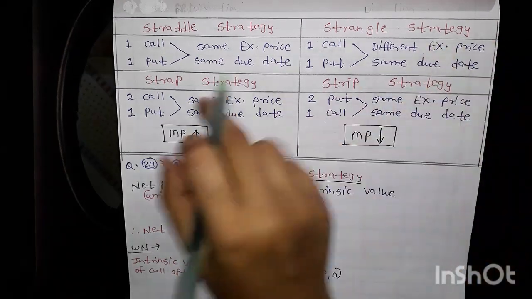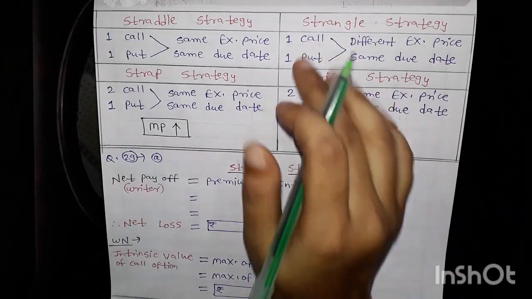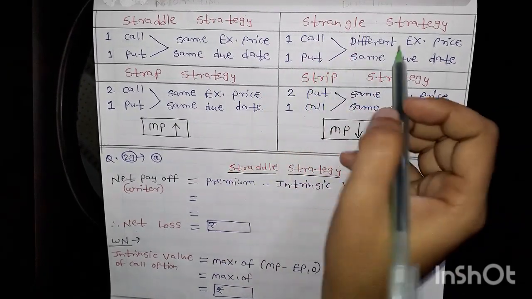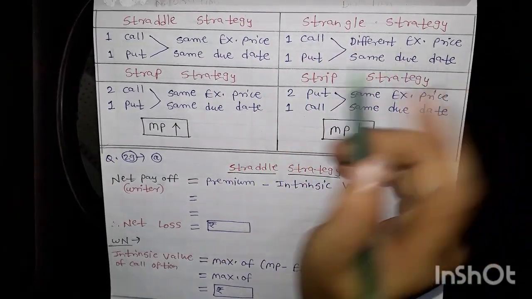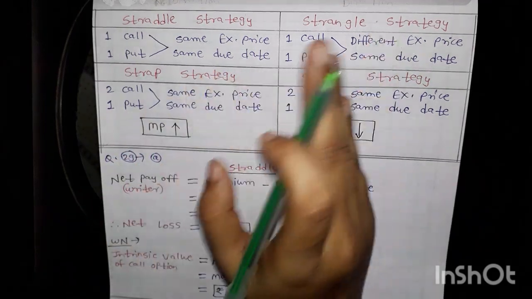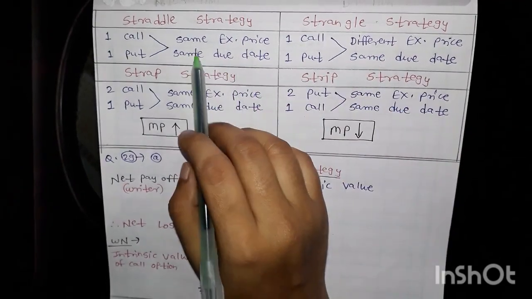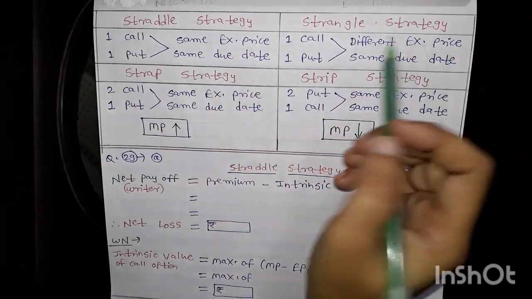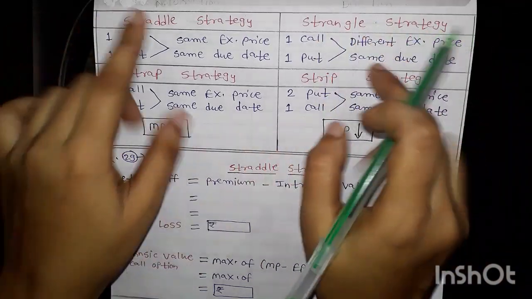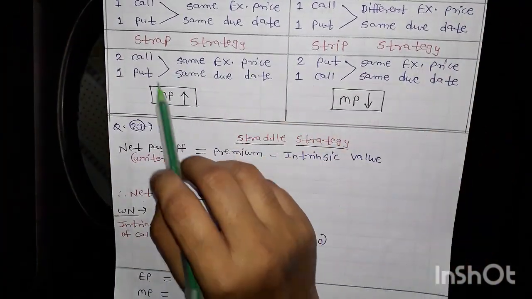Okay, that would be called a straddle. And in the case of a strangle, there is also one call and one put, but with a different exercise price and the same due date. The same due date is required because we are going to exercise on the same day, but the difference is that here it is the same exercise price and here a different exercise price. Okay, so these are two strategies. After that, strap strategy and strip strategy.